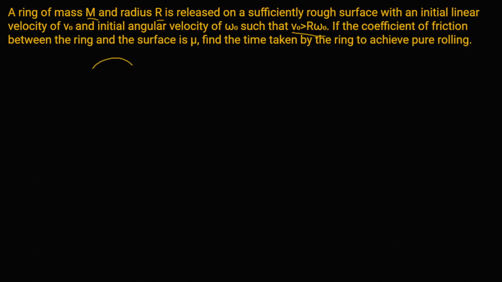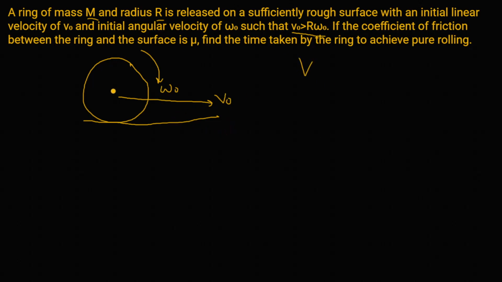Alright, so we'll make the ring and this is our surface. It is touching the surface. So I gave it an angular velocity of omega naught and initial linear velocity of v naught, and we have that the radius is r, mass is m. We have that v naught is greater than r omega naught.